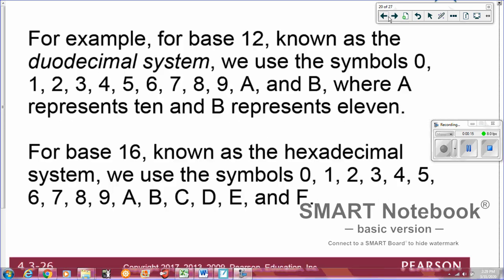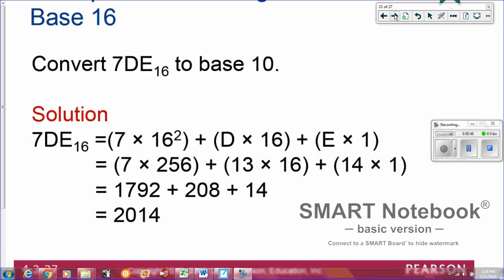But for example, if you're going to do base 12, it goes 0, 1, 2, 3, 4, 5, 6, 7, 8, 9. Now you can't have a two-digit number represent a numeral. It has to stay in its column. So A would represent 10 and B would represent 11. So for base 16, what we're going to look at, A is still 10, B is 11, C is 12, D is 13, E is 14, and F is 15. Okay, so that's the base we're going to look at.